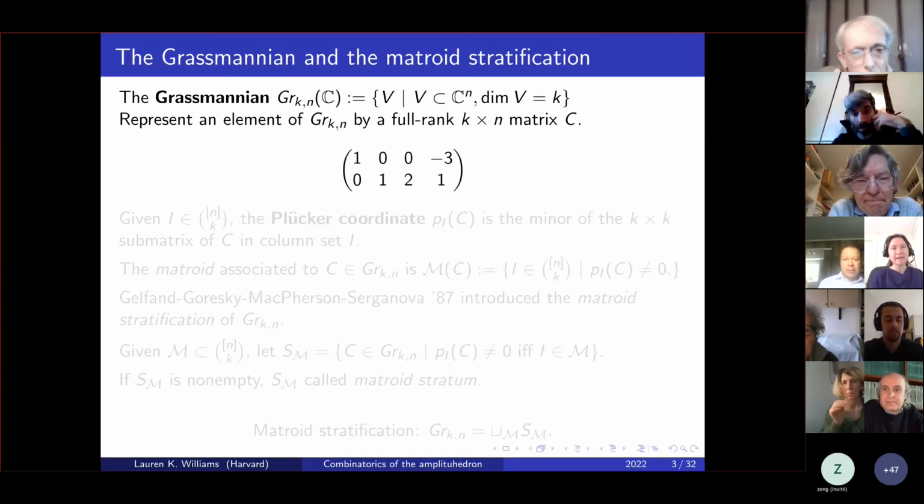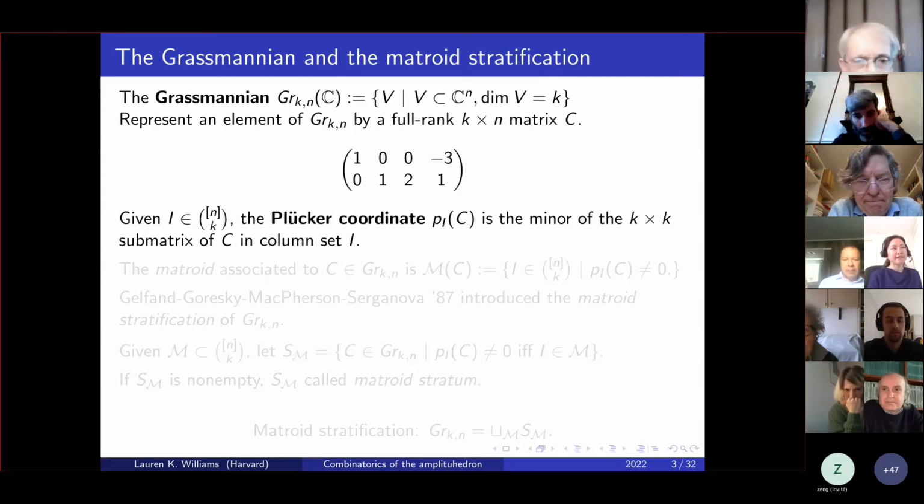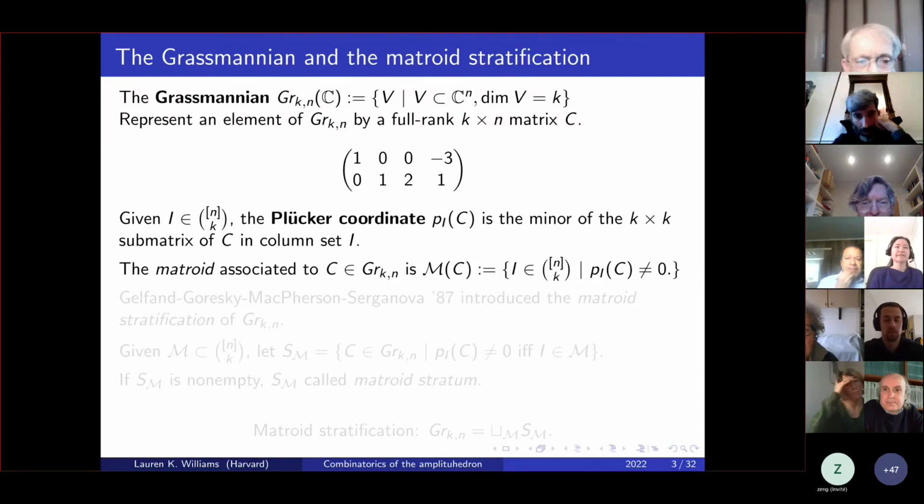Now, when we talk about the Grassmannian, there are some convenient coordinates on it called Plücker coordinates. So if I is a k-element subset of the numbers 1 through n, then the Plücker coordinate p sub I of C is the minor of the k by k submatrix of C in column set I. And then there's a matroid that's associated to our element of the Grassmannian, and I'm going to identify a matroid with its set of bases. So the matroid M of C is going to be the set of all k-element subsets I such that the corresponding Plücker coordinate is non-zero. So this is a collection of k-element subsets. These are the bases of the matroid, and I'll often just call it the matroid.